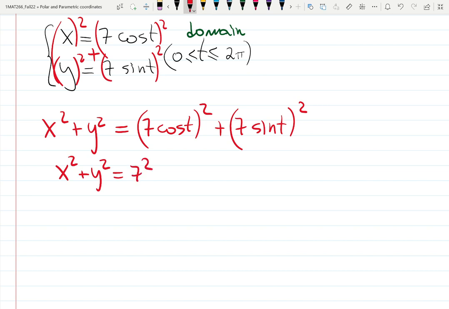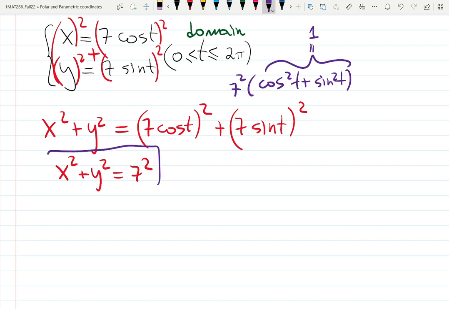Whoever missed last class now doesn't understand where the cosine and sine left. So let me explain one more time. If you factor out 7 squared, it becomes cosine squared t plus sine squared t. This is going to be your favorite composition for a while, including in Calculus 3. That is 1. Cosine squared t plus sine squared t is 1. So it ends up just being 7 squared.